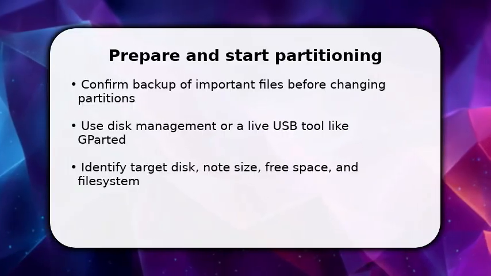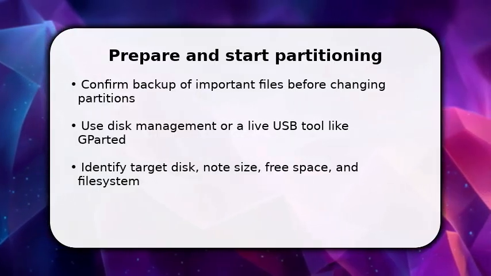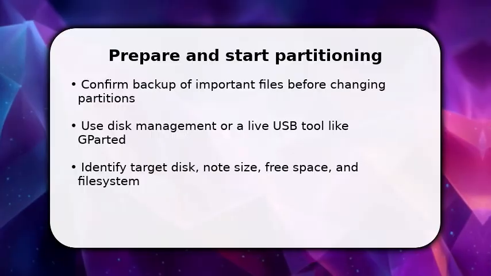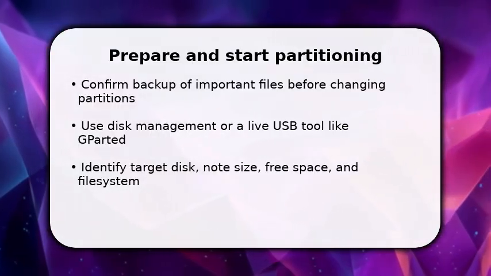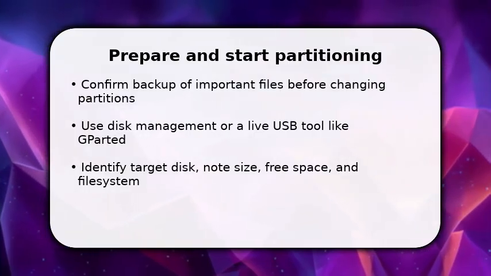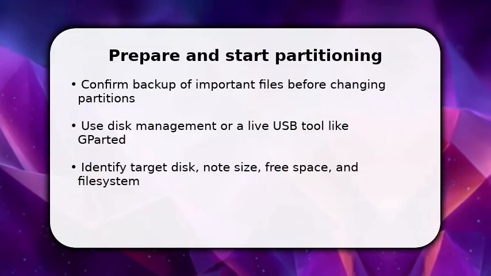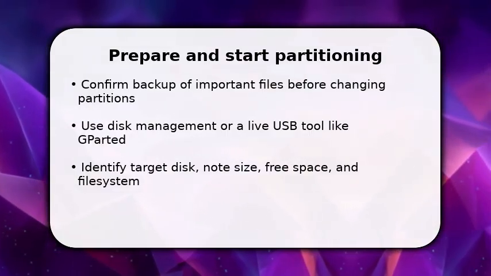You begin by confirming backups and choosing the disk to alter so you avoid data loss. Open Disk Management on Windows or boot a live USB with gparted. These tools let you resize and create partitions. Once done, shrink an existing volume or select unallocated space. Make sure to leave a small safety margin for alignment.